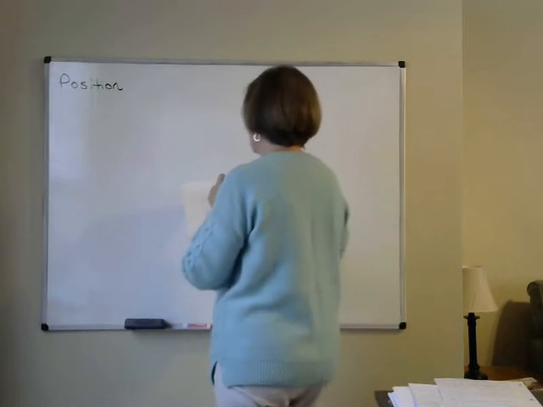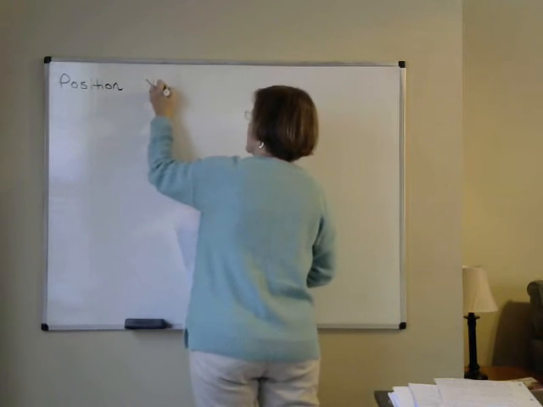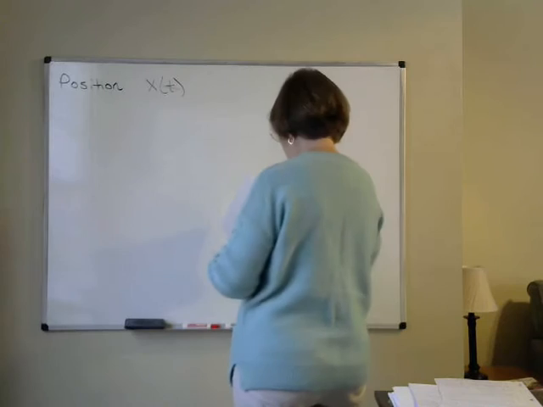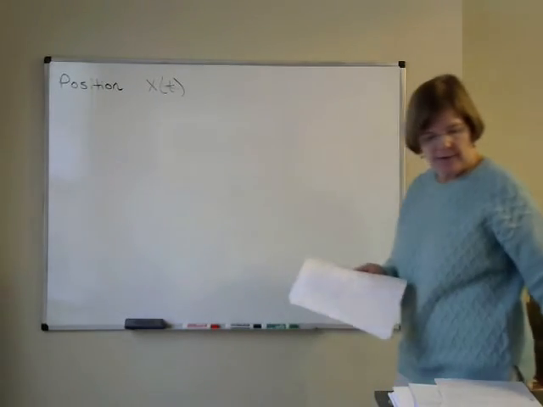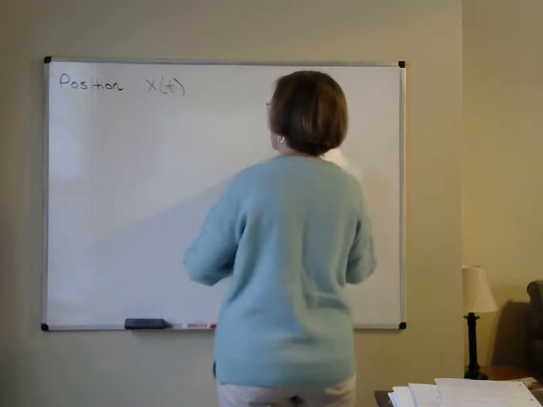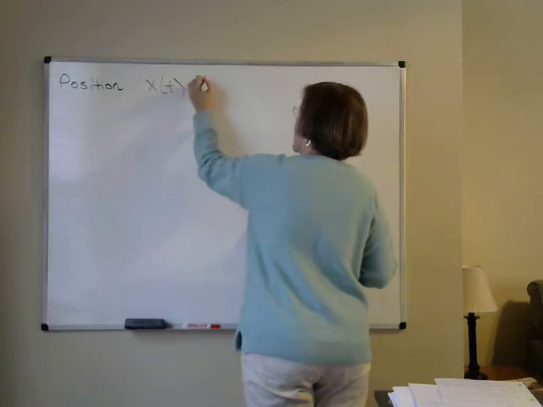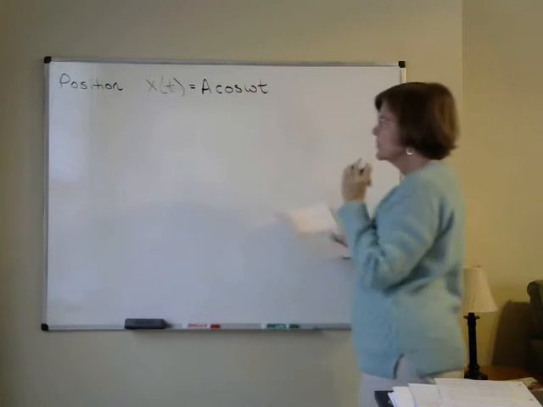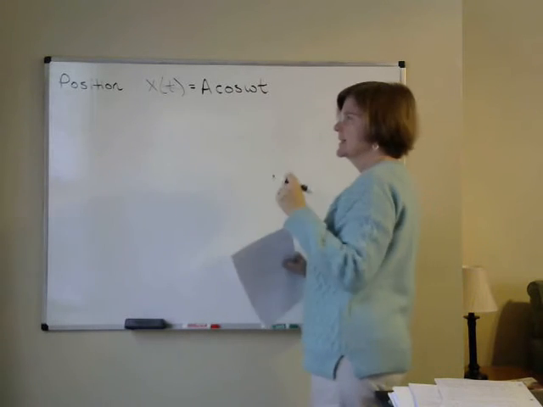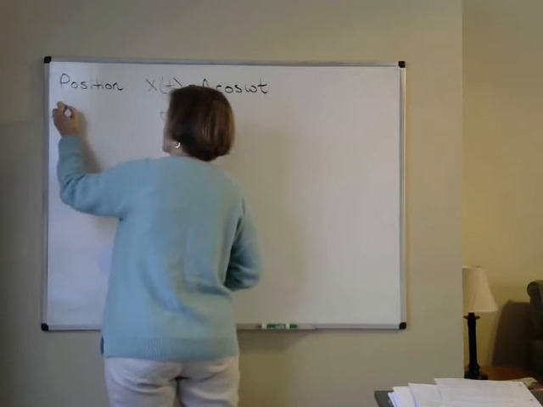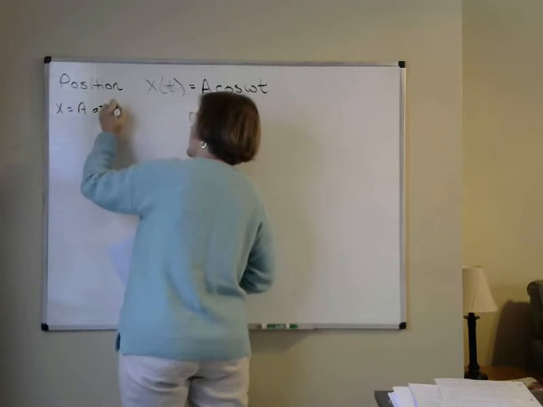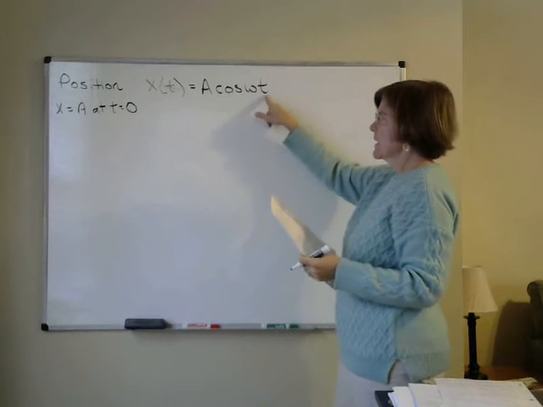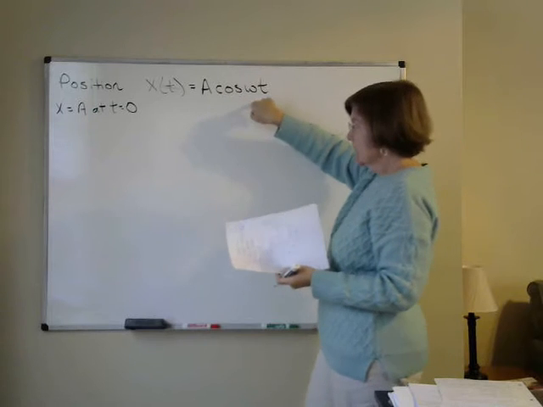The position can be described as x of t, because this is a function of time. X as a function of time is going to equal A cosine omega t. We're starting with the assumption that x equals A at t equals 0. In other words, we're starting at a point of maximum amplitude. Cosine of 0 would be 1. So at t equals 0, we're here.